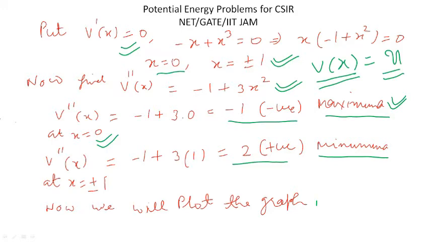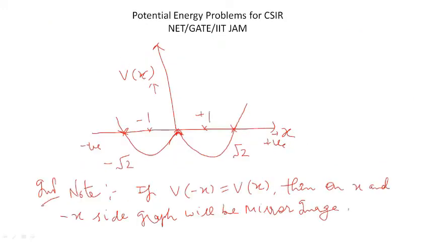Now your graph will be like this. On the y-axis I have selected V(x), on the x-axis I have selected the x values. So in the first case your values were x equal to 0 and x equal to plus minus root 2. So our graph will be plotted between these values. Here it is x equal to plus root 2, and it is x equal to minus root 2, right? And this value is x equal to 0.